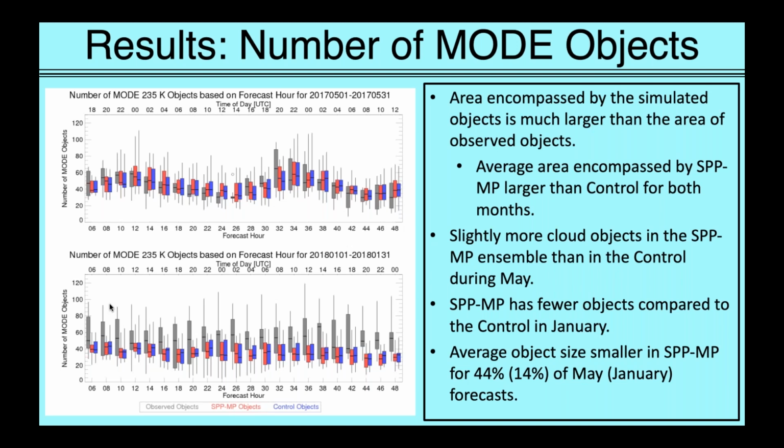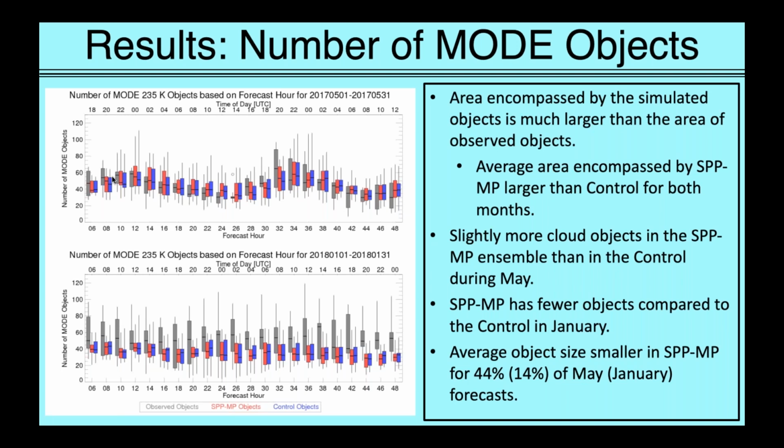Also looking at the number of objects, the SPP-MP actually had fewer objects compared to the control in January, and we can see that down here. But for the most part, they both produced much fewer objects than in the observations, but we also had more area, so therefore our objects were larger. There are also slightly more cloud objects in the SPP ensemble than the control during May. It's not nearly as noticeable, and it much more represents the number of GOES objects compared to January.